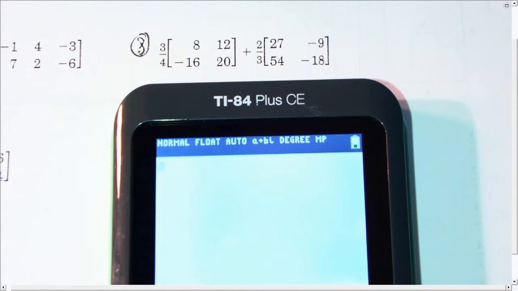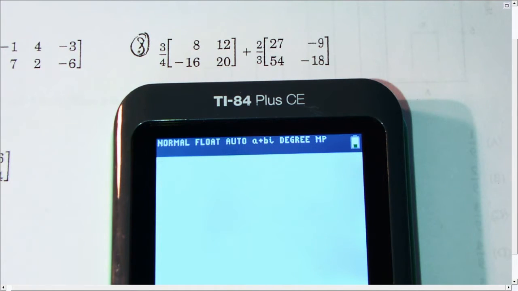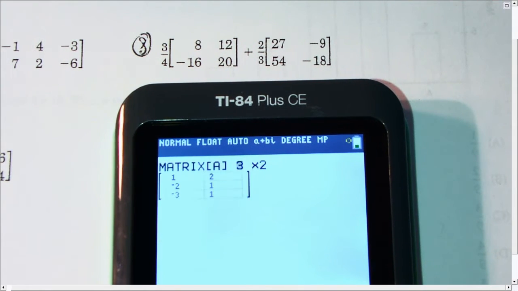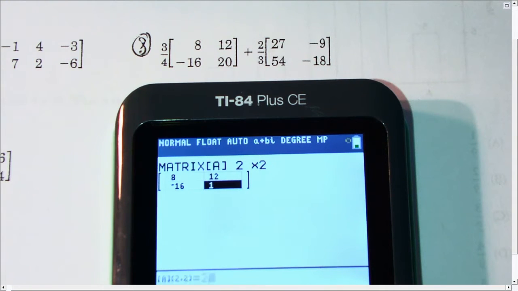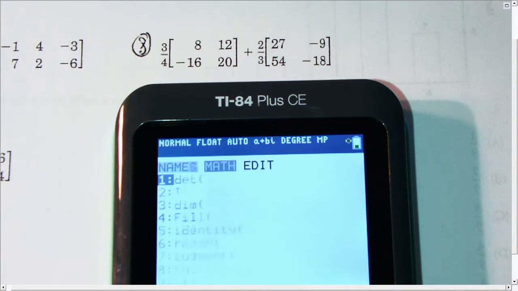Just to save us time, we can totally do it by hand, but honestly, it takes a lot of time. So I'm going to go into math, into the matrix, sorry. I'm going to edit. This matrix is 2 by 2. Then I type it in exactly how I see it, pressing enter after each piece.